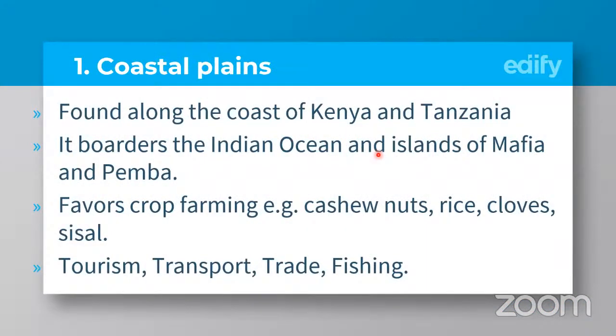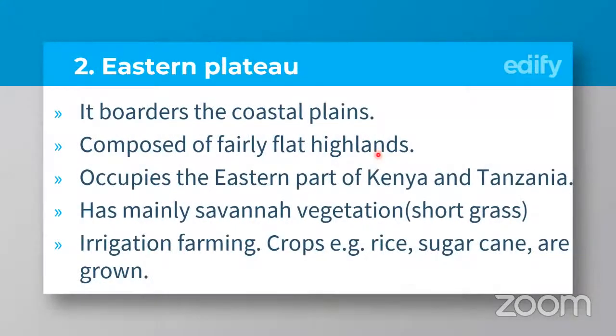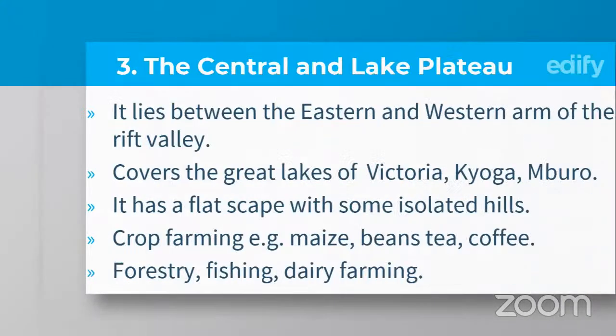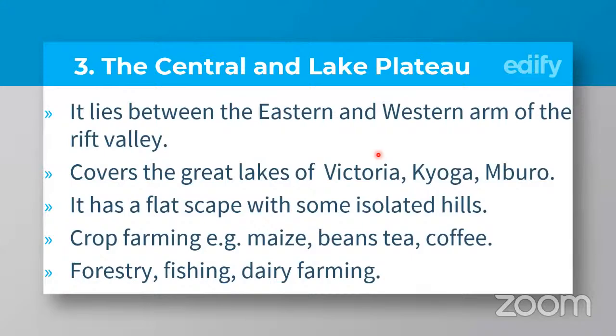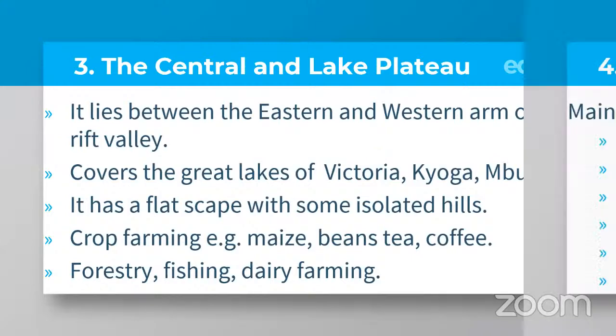So we've looked at the coastal plain in detail. We've looked at the Eastern Plateau. We've looked at the Central and Lake Plateau. The Central and Lake Plateau, we said, is found along or around the lakes region. That's why there is farming, forestry, dairy farming, and crop farming. It is everything good.